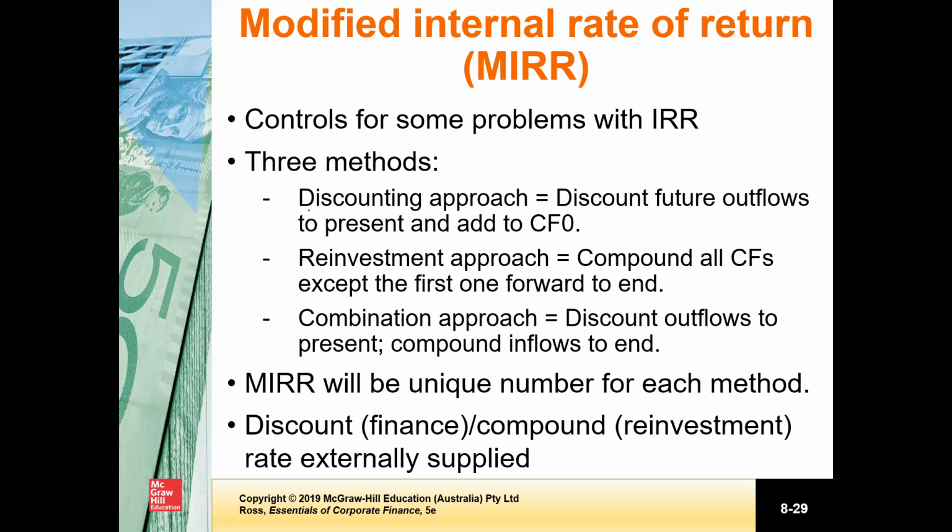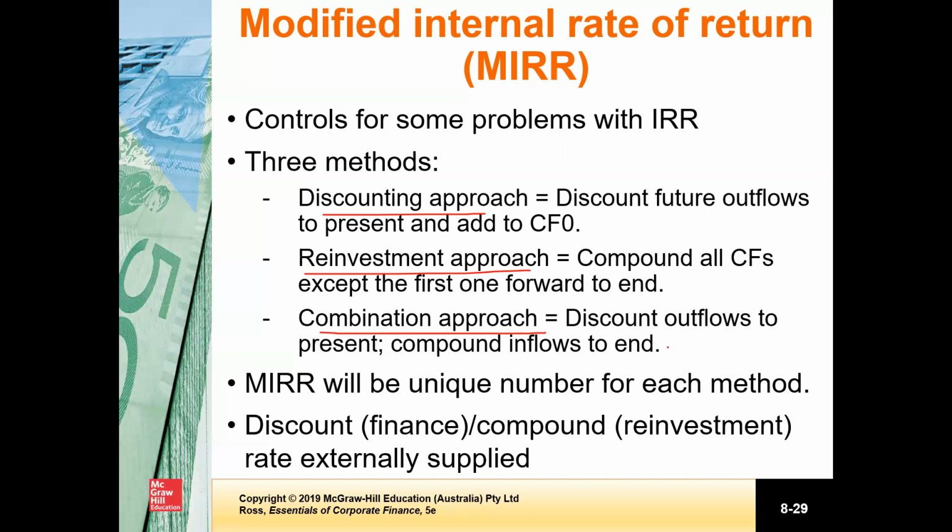There are basically three approaches: discounting approach, reinvestment approach, and combination approach. So let me briefly discuss each of them. First of all is the discounting approach. With the discounting approach, all negative cash flows are discounted back to the present value at the required rate of return and added to the initial cost. Okay, and then the IRR is calculated.